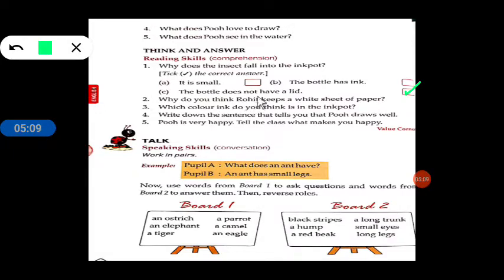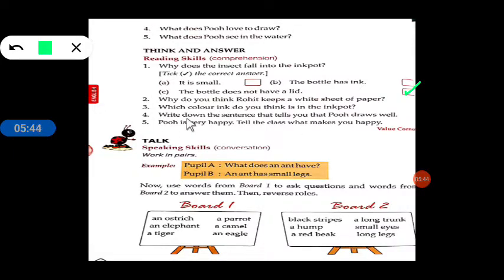Then third one: which color ink do you think is in the ink pot? Which color is there inside of the ink pot? The color of the ink is blue. As you noticed, when the ant crawls over a white sheet of paper, it made the pattern in a blue color, correct? So the blue.